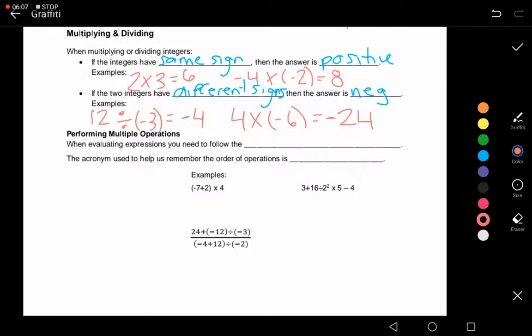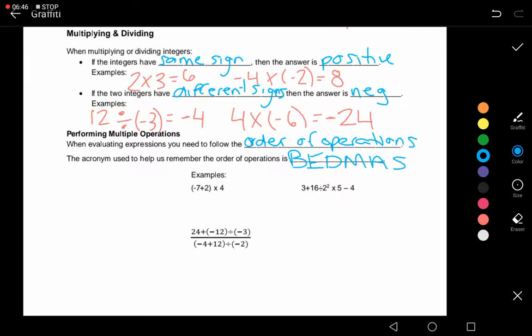Okay, so performing multiple operations, last part of this note here. So when evaluating expressions, you need to follow something that we like to call the order of operations. Okay, and we use an acronym to help us remember this, which I'm hoping that you've heard before. I'm sure you've heard it before. I'm hoping you remember it. Okay, so we use this acronym BEDMAS. So remember, you're obviously going to need to know what BEDMAS stands for.